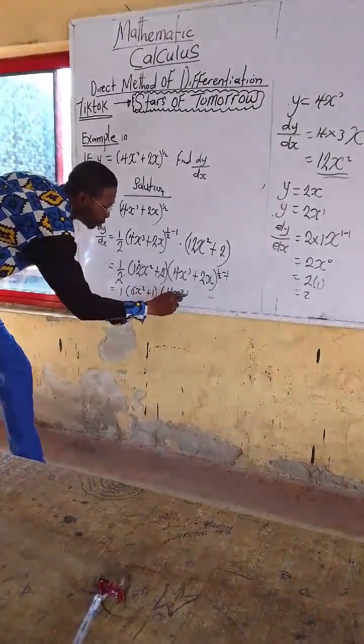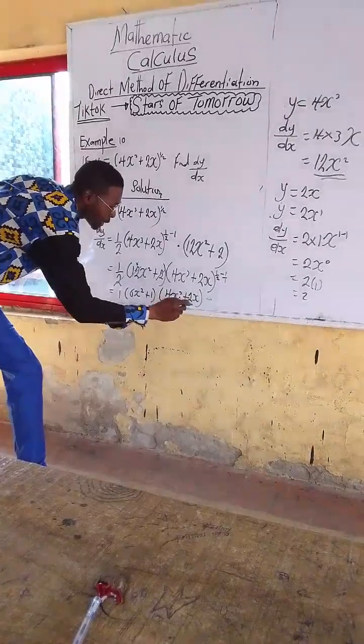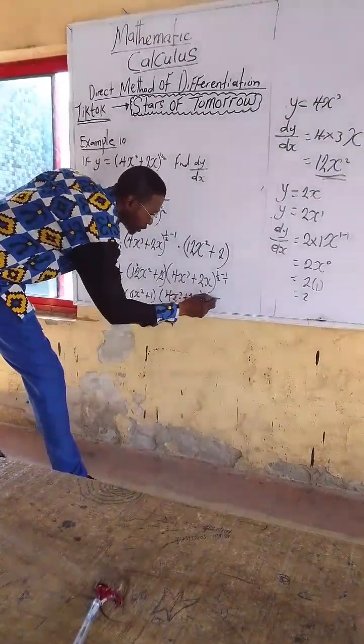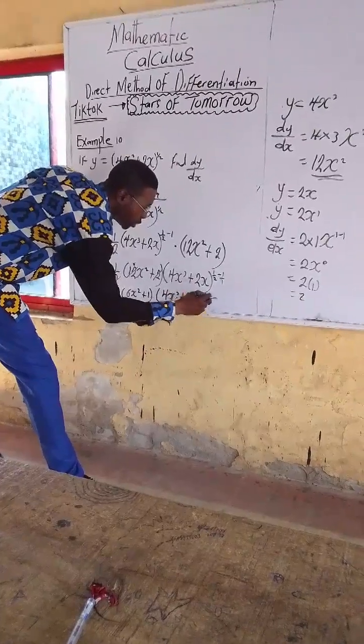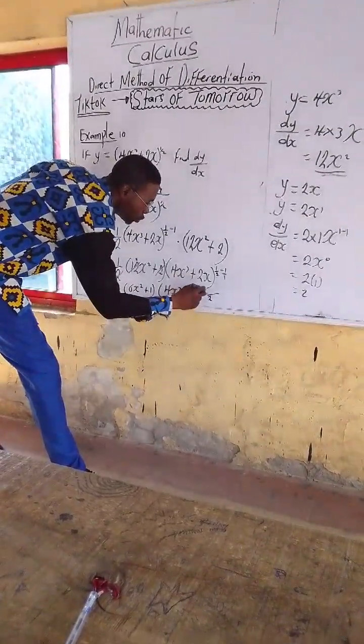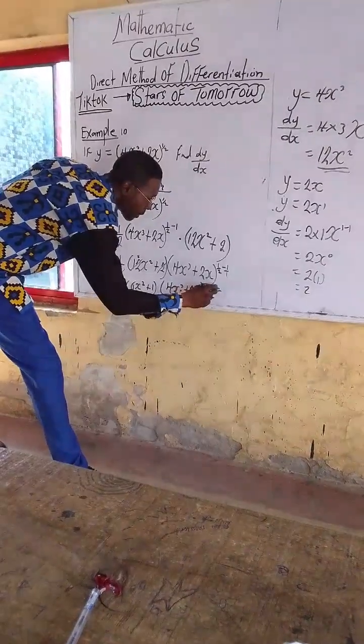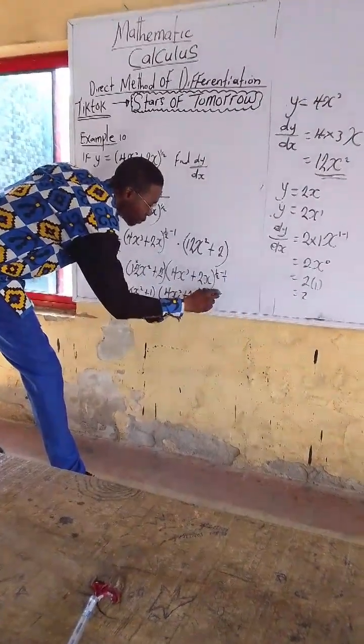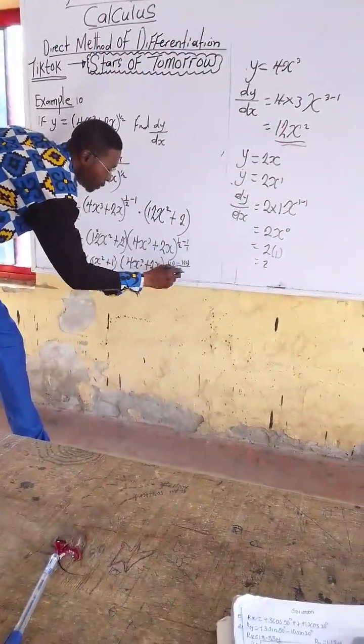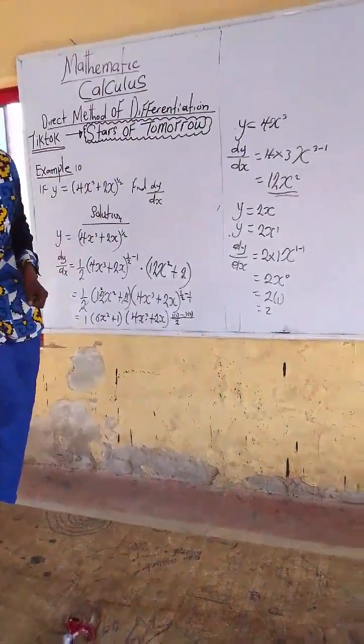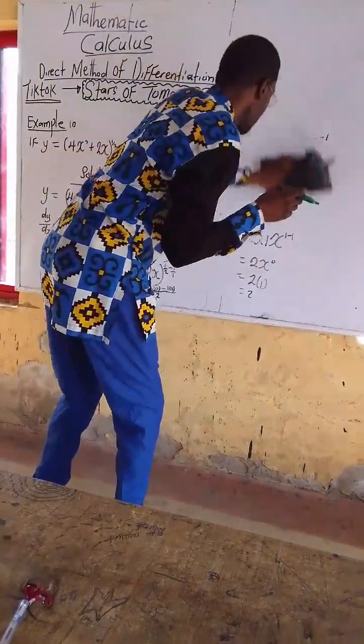4x cubed plus 2x bracket. Now what's the LCM of this place? LCM of this place is 2. Then 2 goes in 2 is 1, bracket 1 that is there before. Minus 1 goes in 1 is 1, bracket 2. Abi? Let's continue from up there.